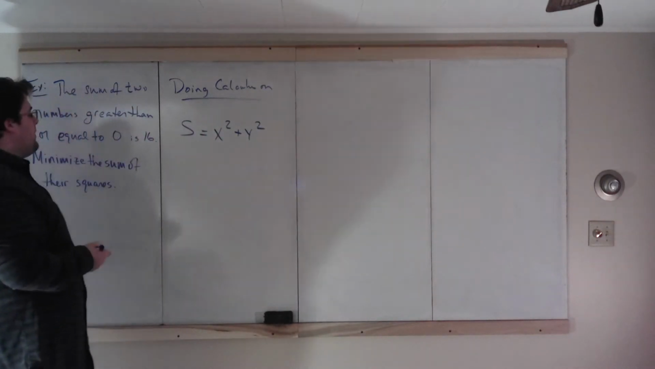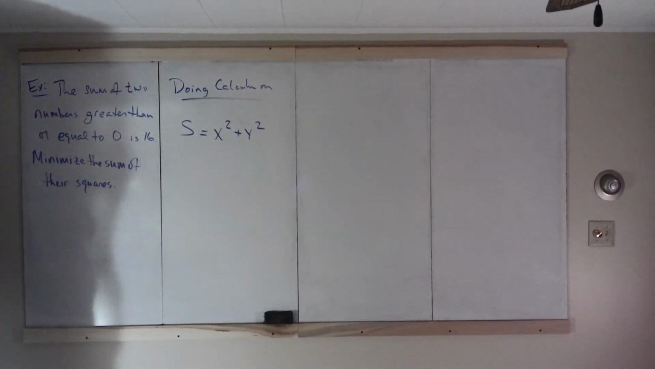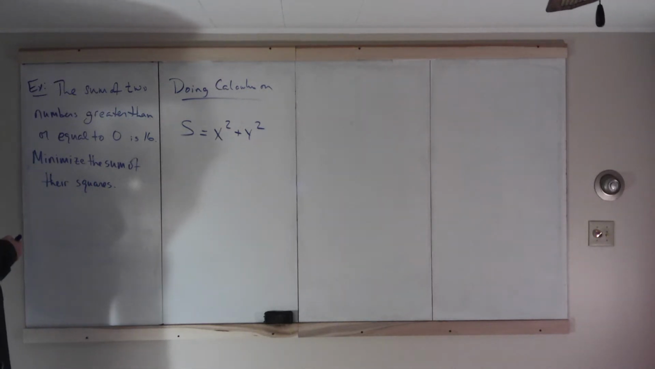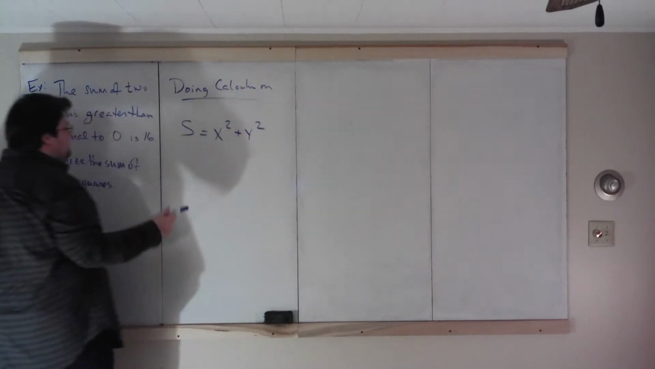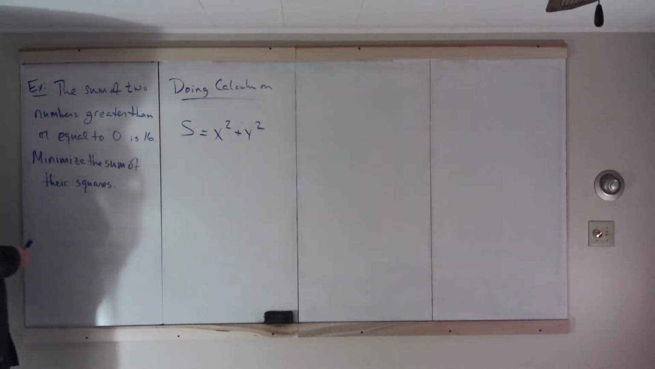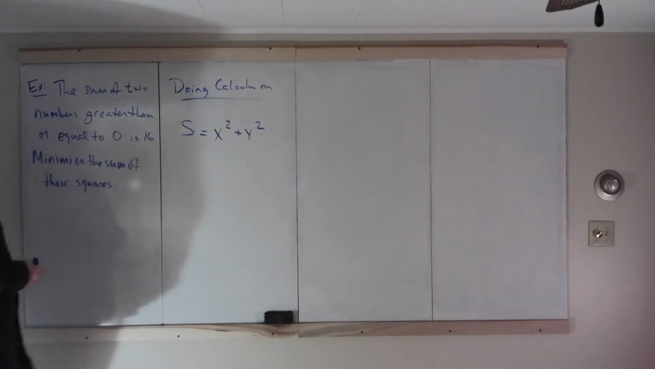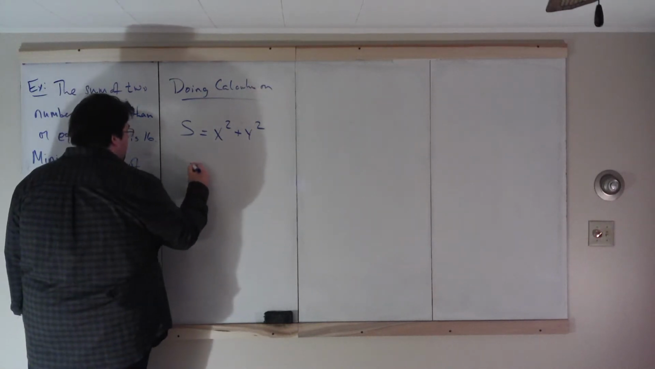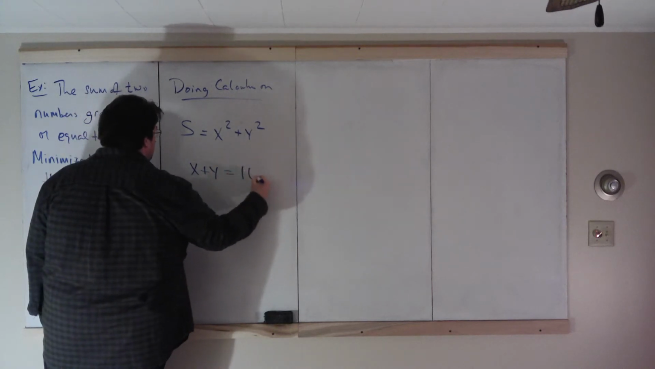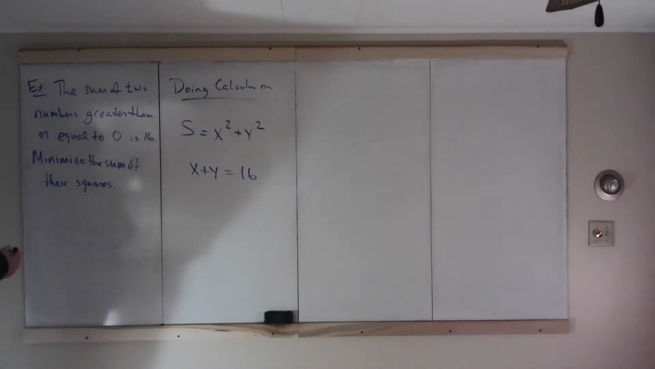So I'm going to call it capital S for sum. We're doing calculus on the sum of the squares, x squared plus y squared. Now, we also have other information in this which will allow us to turn this into a function of one variable instead of two, because it says the sum is 16. The sum of the two numbers greater than or equal to 0 is 16. So x plus y equals 16. But with this information, we can find a closed interval that defines our x and y values.